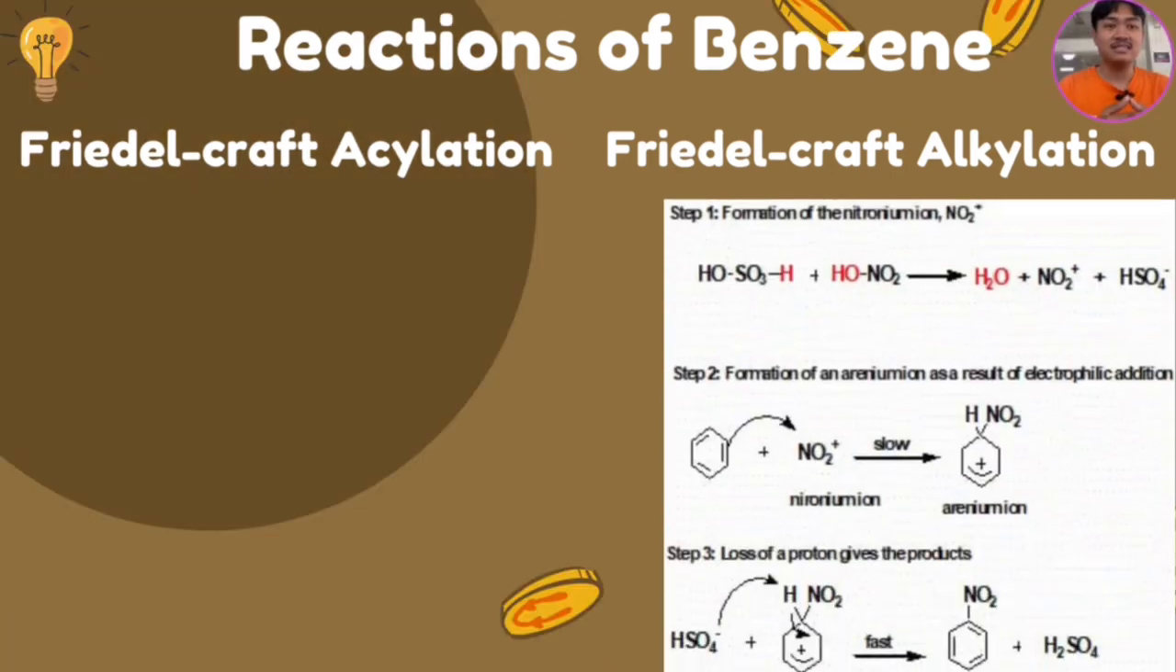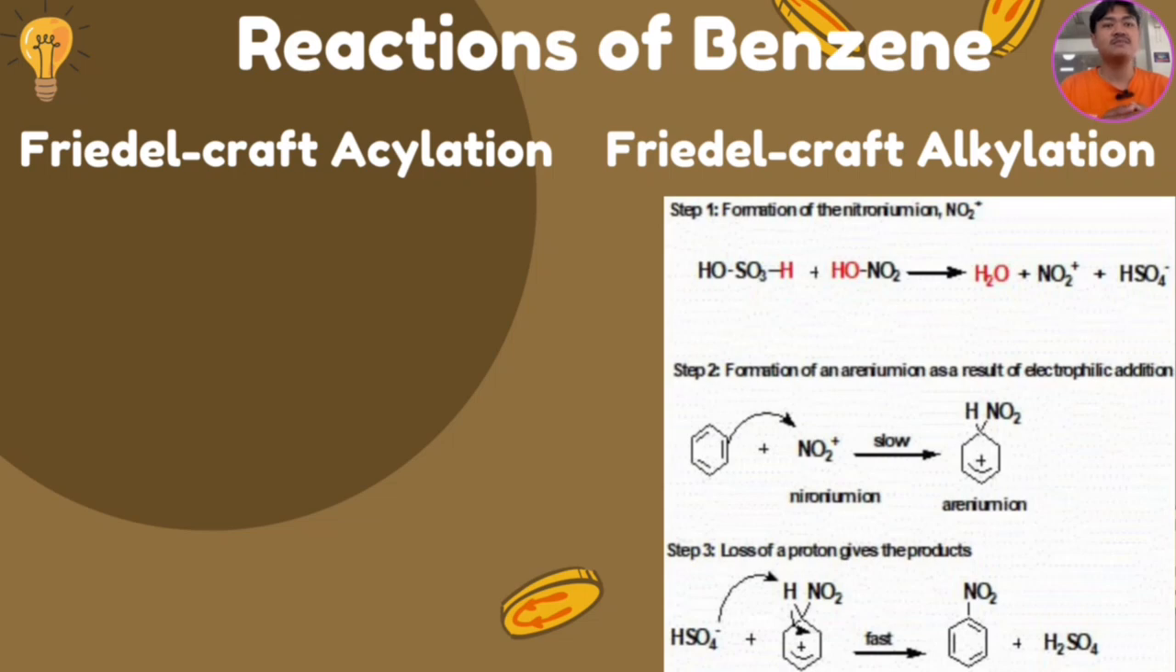The final reaction is Friedel-Crafts alkylation. An alkyl group can be added by an electrophilic aromatic substitution reaction called the Friedel-Crafts alkylation reaction to a benzene molecule. The addition of a methyl group to a benzene ring is one example.